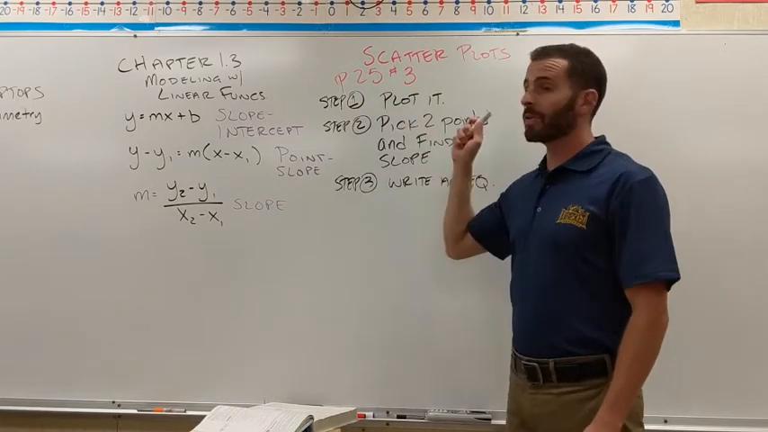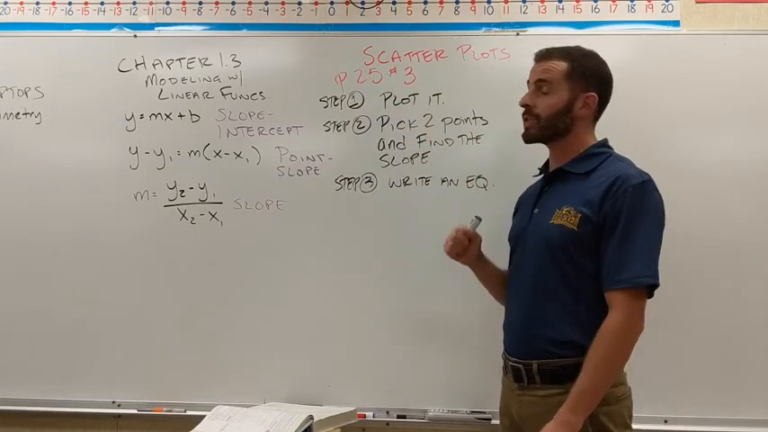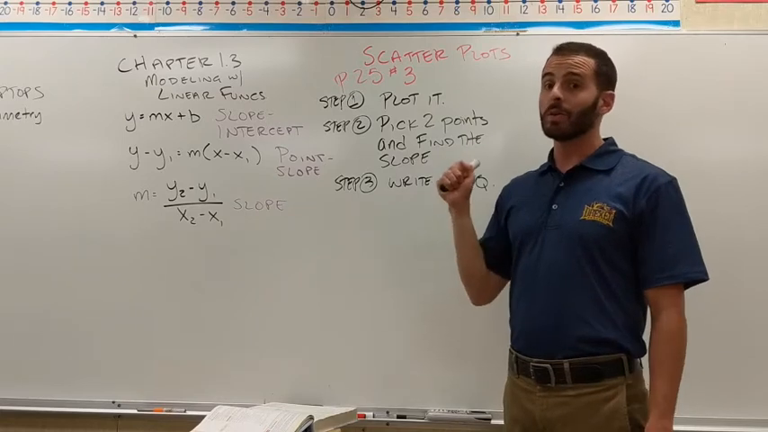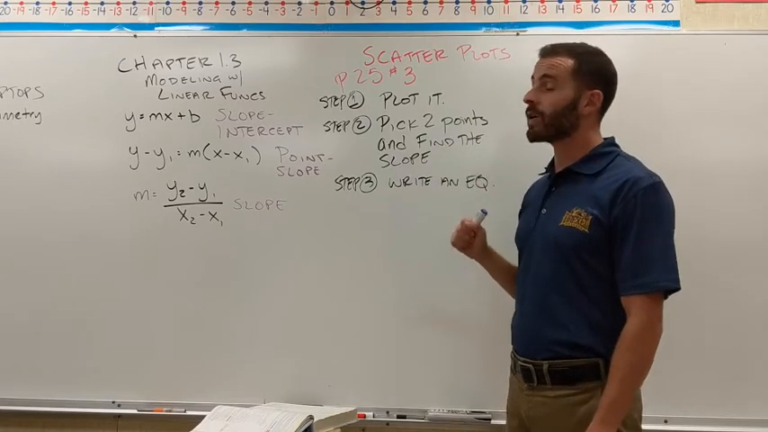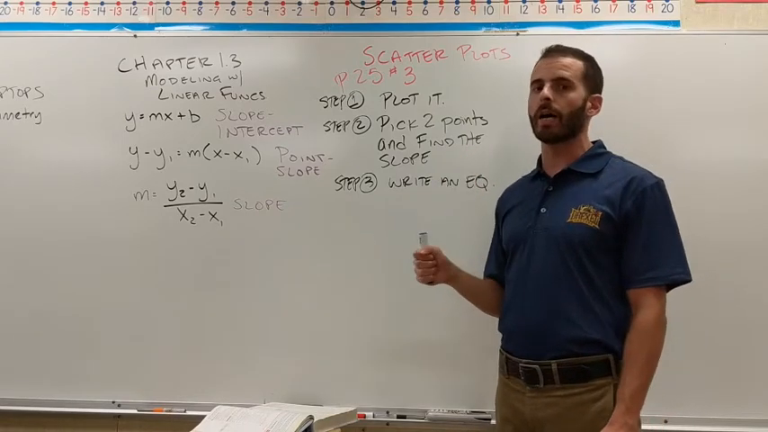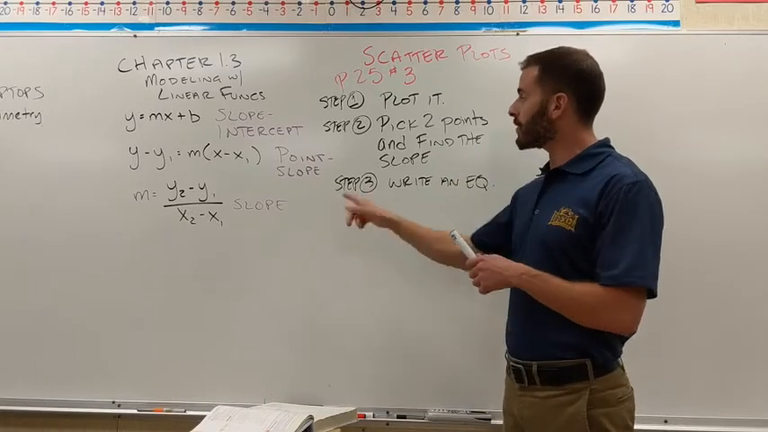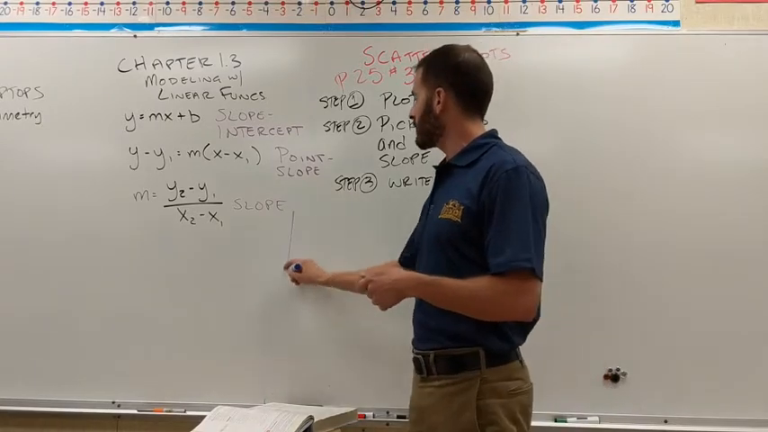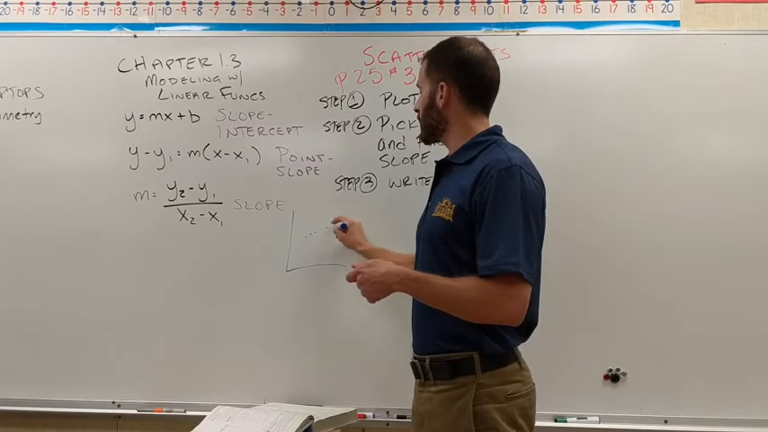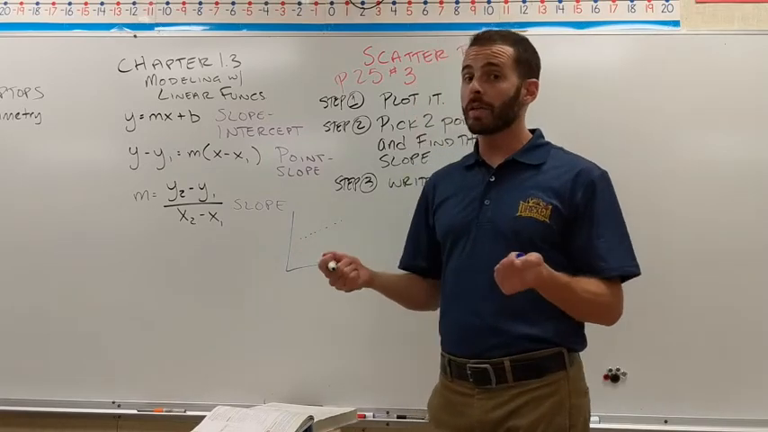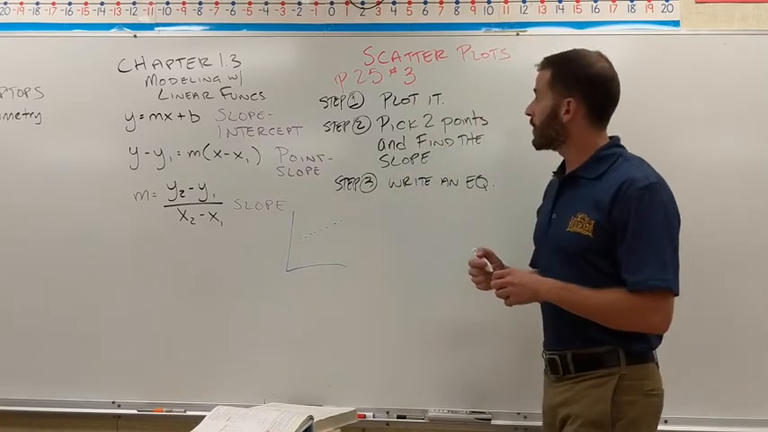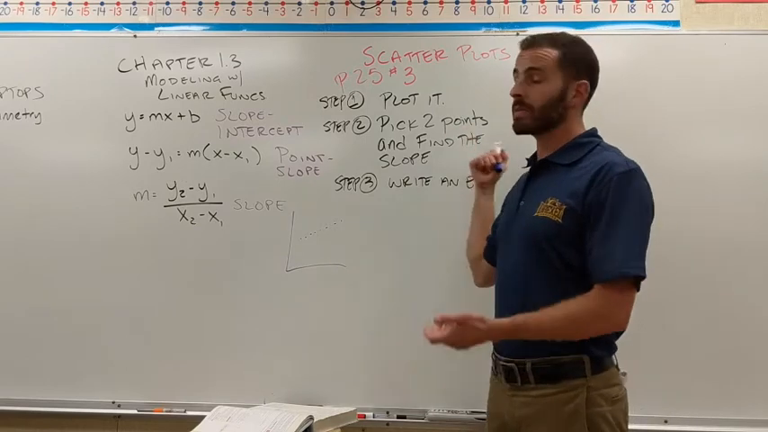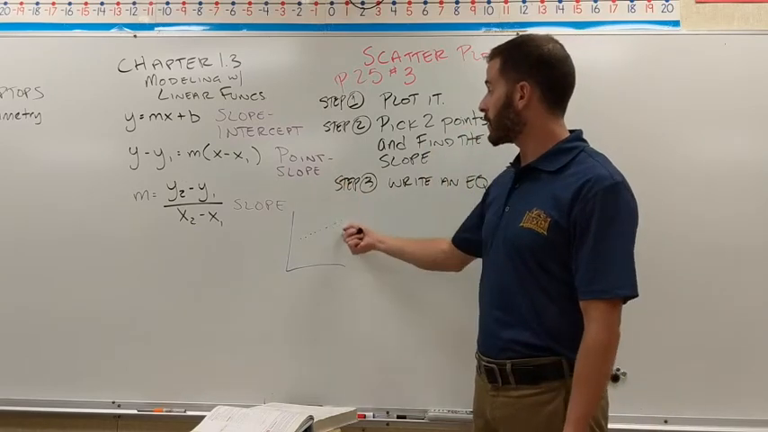Step 1 for number 3, for a scatter plot, you're actually going to plot it. So yes, you don't have an answer key. You need to go figure out, does it look like a line? If it looks like all your dots are going to be in a line, for instance, maybe it looks like this, then yes, it could be a linear function. So we're going to move on to step 2. Since I'm the teacher, I don't actually have to plot it, you do.